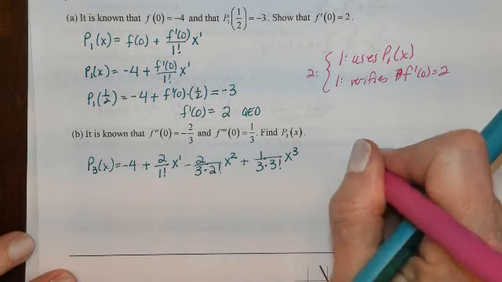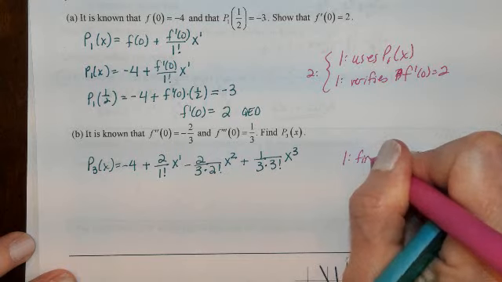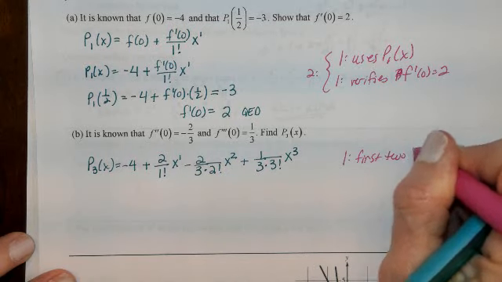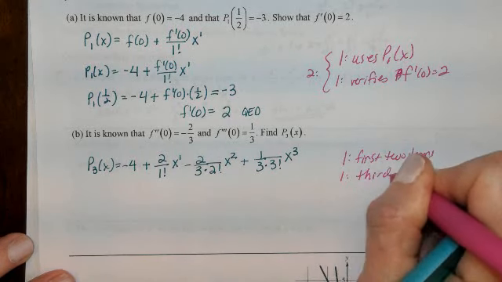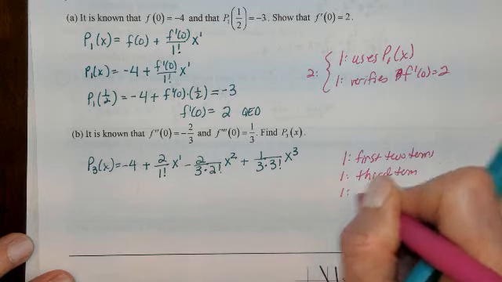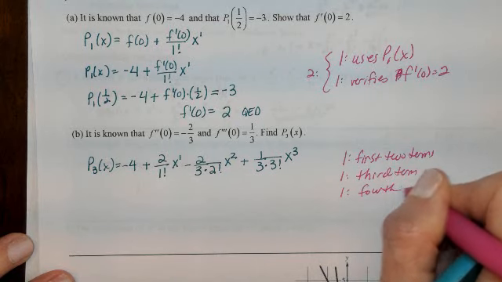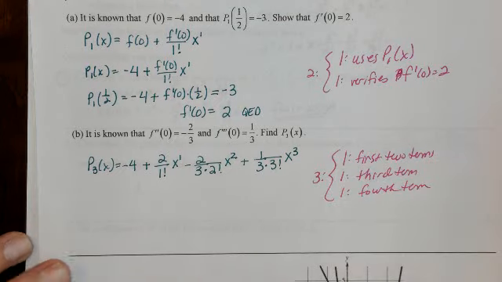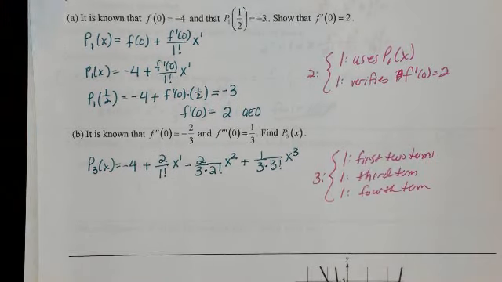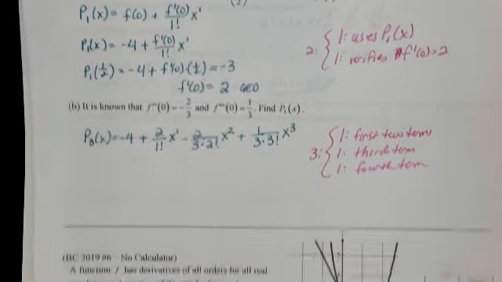This was worth 3 points. 1 point for the first 2 terms, 1 point for the third term, 1 point for the fourth term. Okay? And that was from 2013.